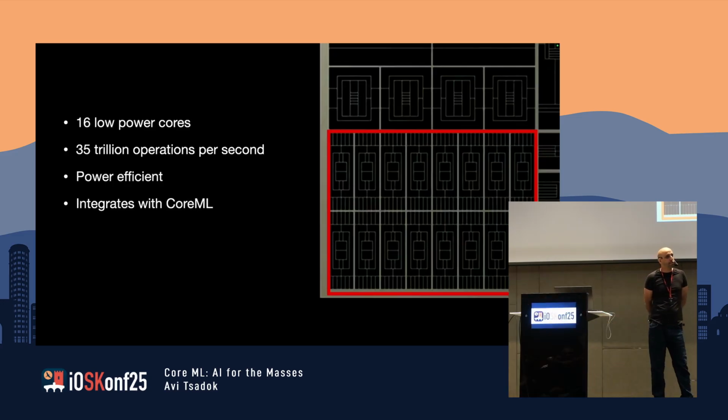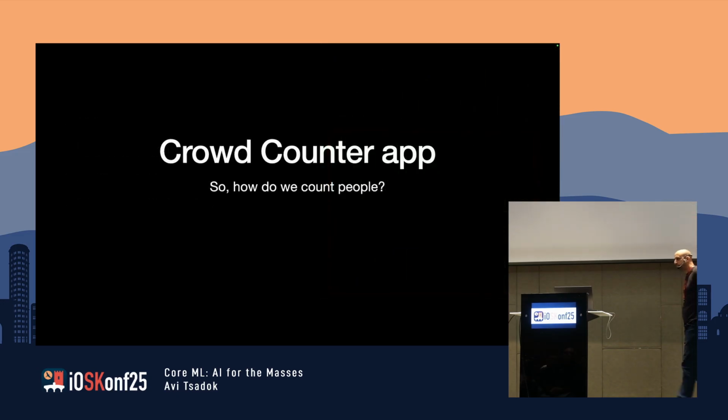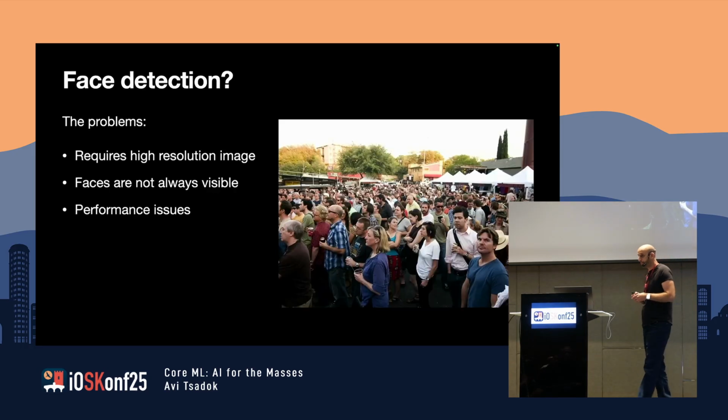I mentioned the crowd counter app at the beginning, and I want to talk about it now because I hope you're very curious how it works. So, how do we count people? The Vision framework has a specific request for detecting faces. Now, that can be an option. I can detect faces, but there are some problems with that.